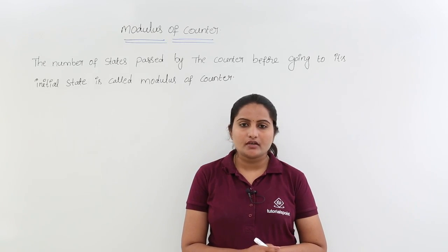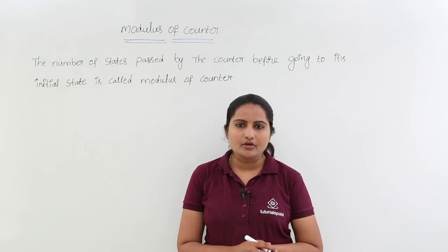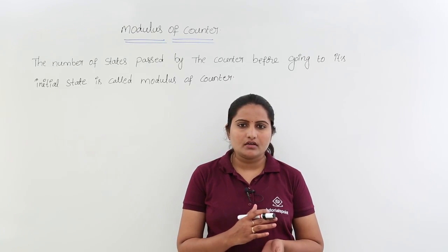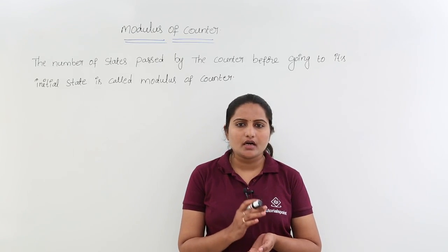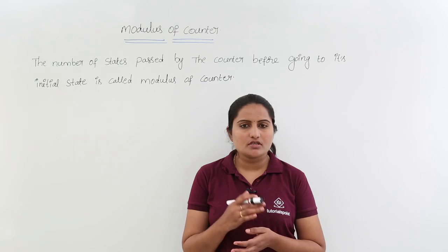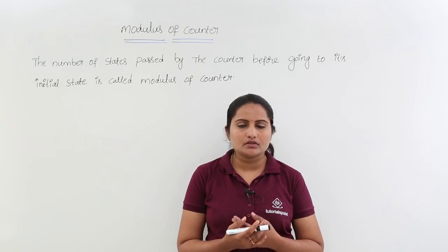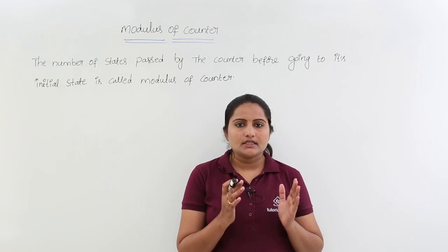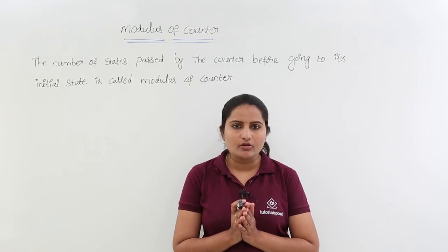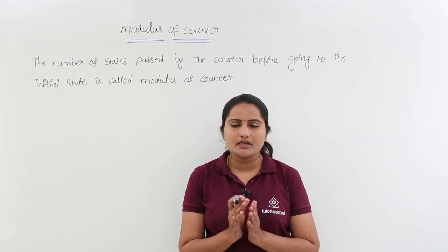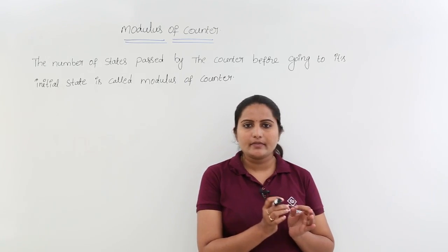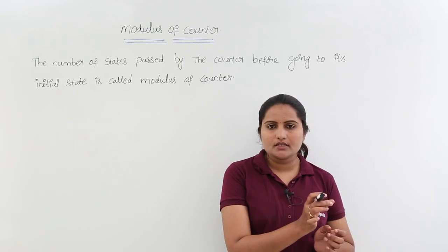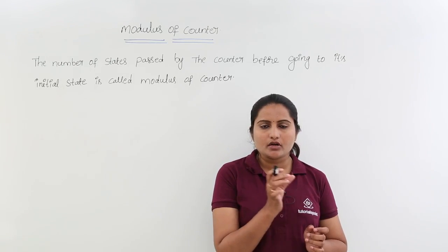In this class we are going to learn about the modulus of a counter. We are going to hear about mod counters, like mod 3 counter, mod 12 counter, mod 1024 counter. What is meant by mod? It's nothing but the modulus of the counter. What is meant by that modulus? What does mod 3 indicate, what does mod 12 indicate?